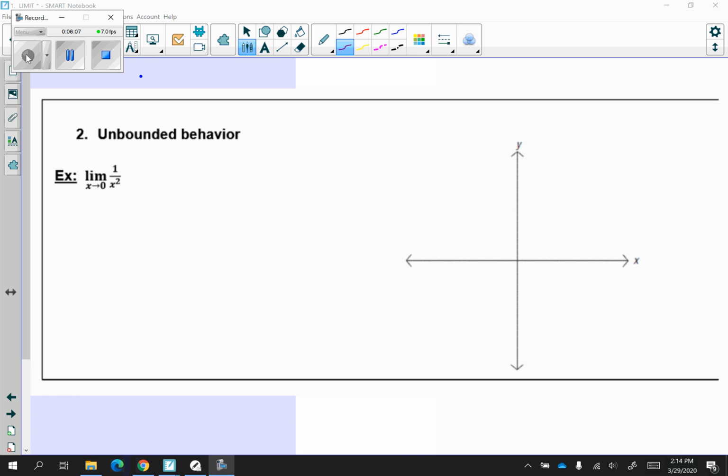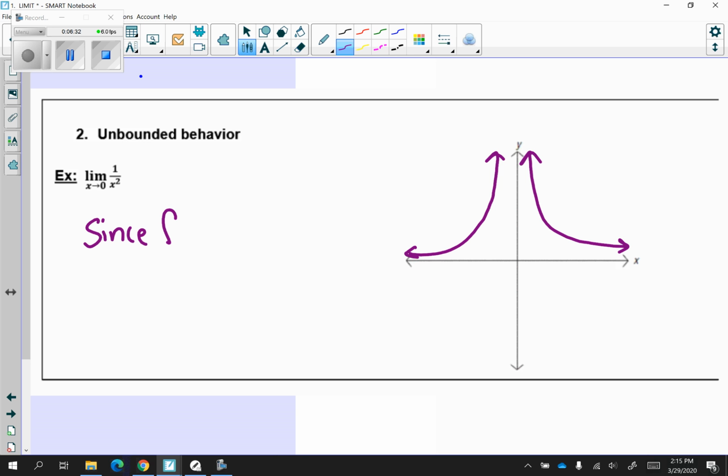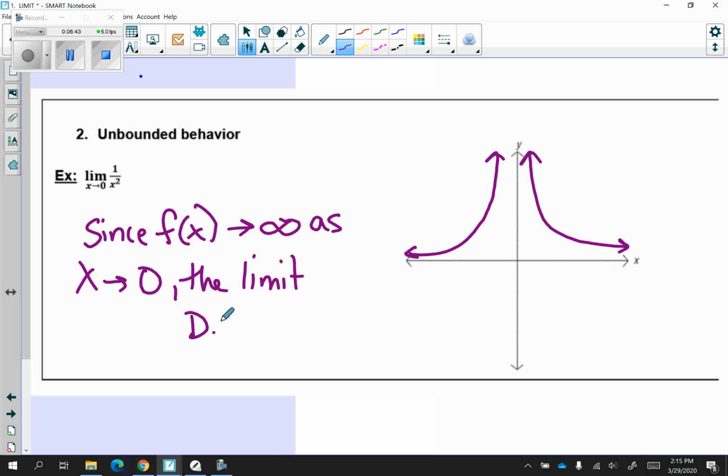In case 2, we have unbounded behavior, and our example is the limit as x approaches 0 of 1 over x squared. So let's graph 1 over x squared. And if you notice, as we approach 0, it seems to be going to infinity. So since f of x approaches infinity as x approaches 0, the limit does not exist. Again, notice they're going up here.